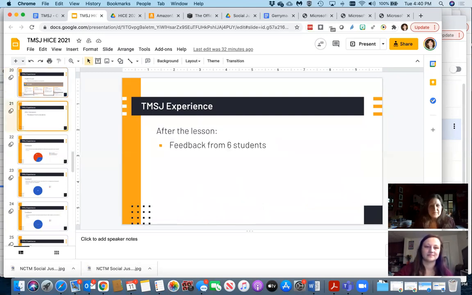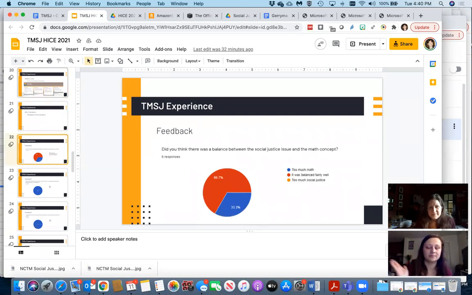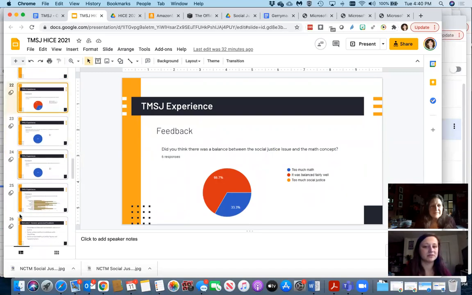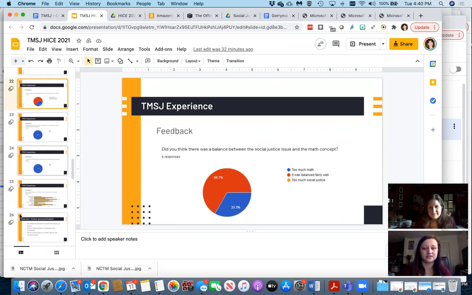Of course. All right. So I chose 6 students to get feedback from, and I had them fill out a Google form. And these are just some of the pie charts that I found really interesting. So, for example, this one says, did you think there was a balance between the social justice issue and the math concept? 4 of my students said that there was a balance, and 2 of them said there was too much math, which really surprised me because I'm the person that can never have too much math. But yeah, it was overall fairly balanced. Yeah. And considering there's 6, so you had 4 who thought it was just right and 2 who didn't, so that's not bad for ninth graders.